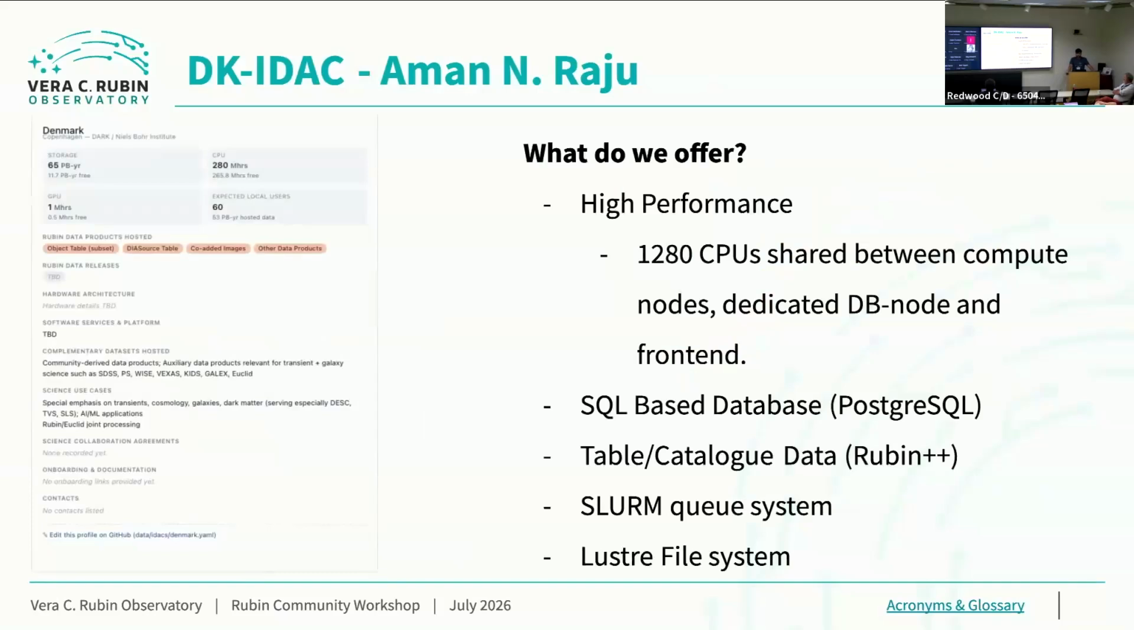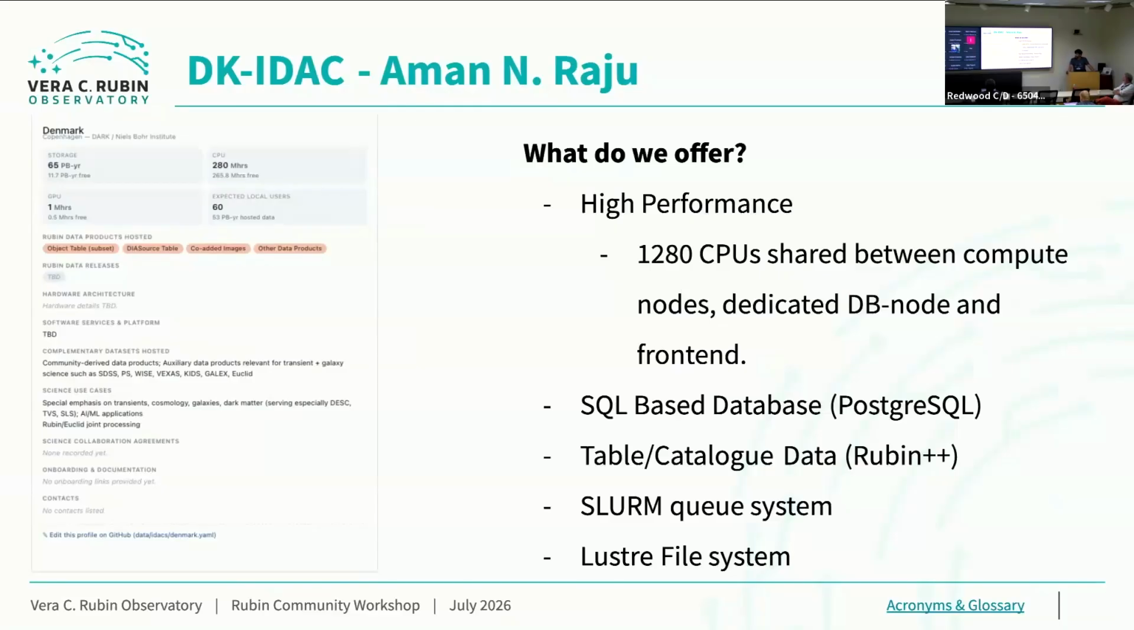And what do we offer to accompany all of this? We have mainly in Denmark been focused on getting performance. So we have more than 1,000 CPUs that we use for managing the database, allocating to the users, and running the front end as well. Our main focus is also on hosting catalogs.